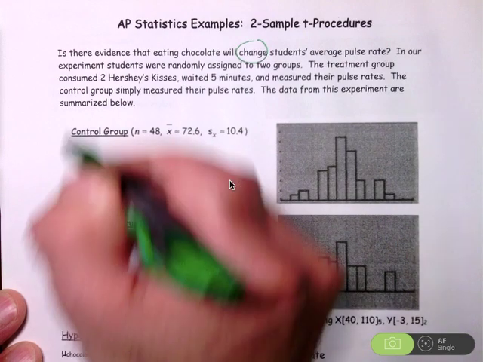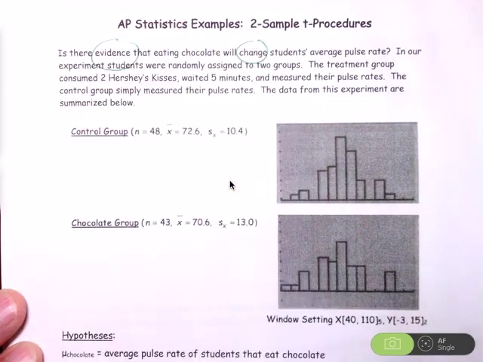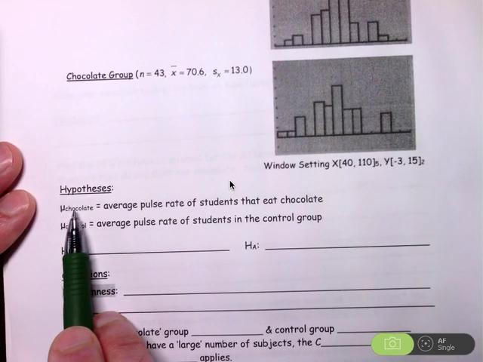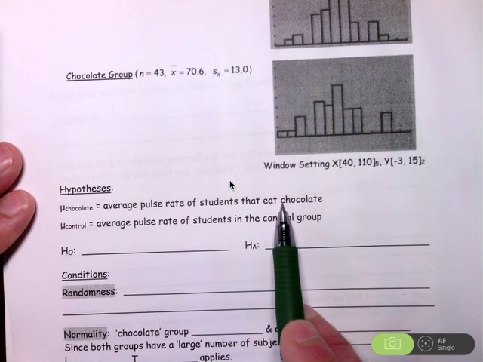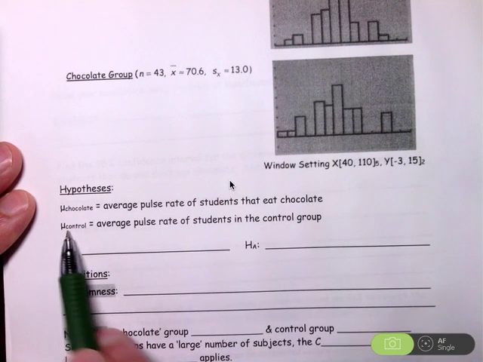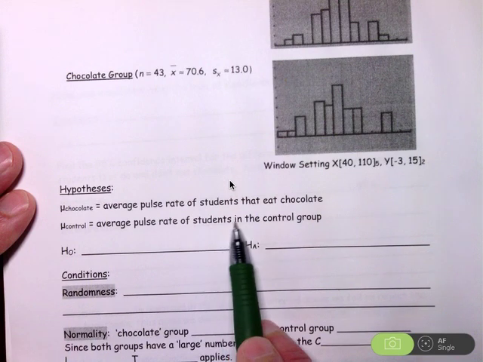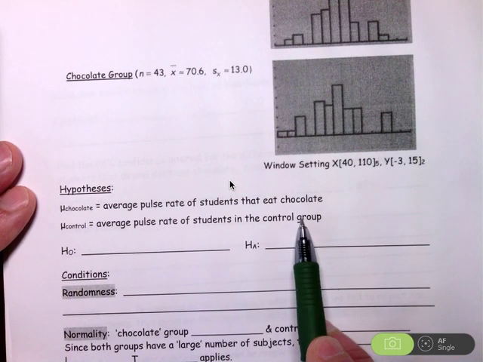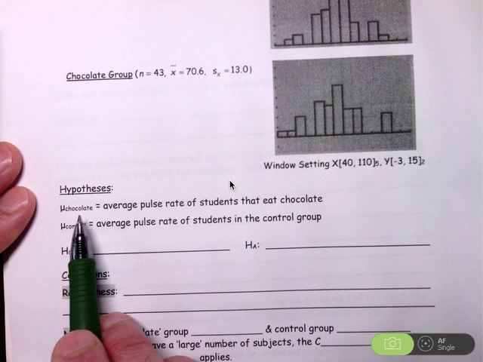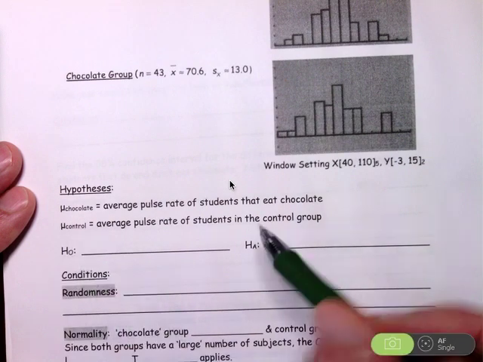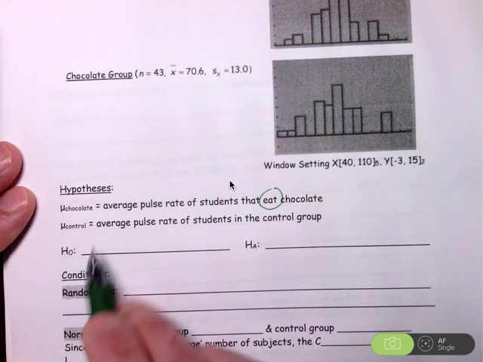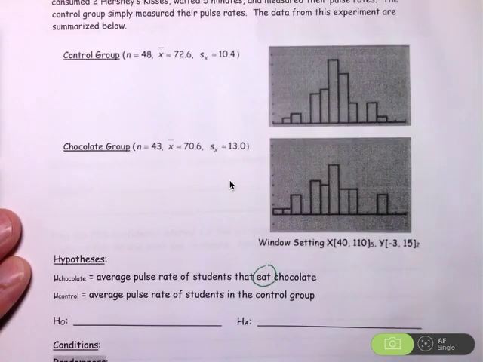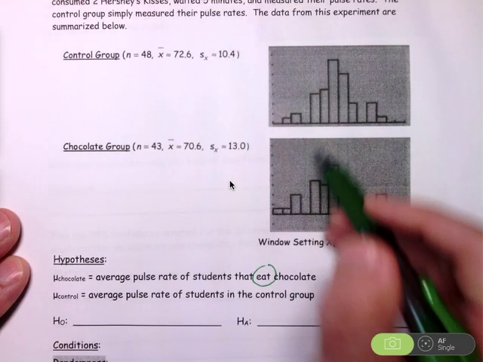So in order to find evidence, I need to complete a significance test. So notice I'm going to write my hypotheses. So mu chocolate, that's the average pulse rate of students that eat chocolate. Mu control is the average pulse rate of students in the control group. So a small detail, if you were to ever define your parameters, it's important that you use present tense when you define your parameters because the parameters are not about what has happened, past tense, in the sample data.